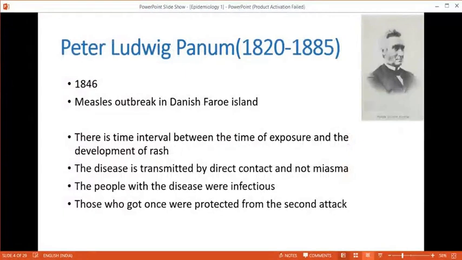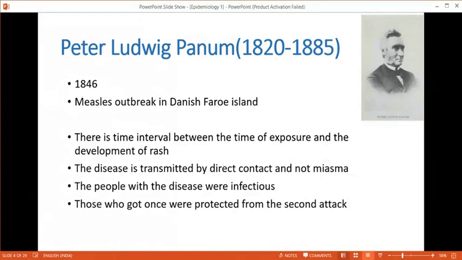And another person, in the Danish Faroe Islands. So there was an outbreak of measles there. And when Peter Ludwig Panum studied the cases during the epidemic of measles, he found out that not everyone gets the disease at the same time. When they go and see a person with measles, the new person gets the disease after a short time. So he said that there is a time interval between the time of exposure and development of the rash. And he also said the person has gone and seen the other person, so it is by direct contact, and it is not the air which carries it.